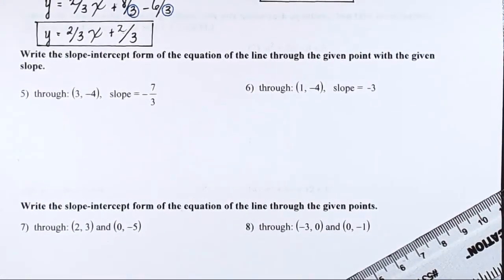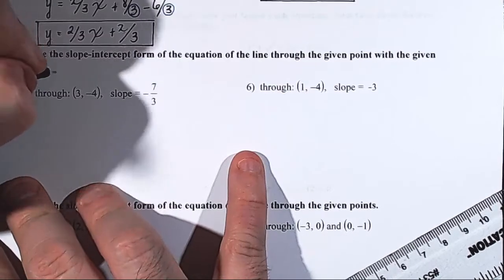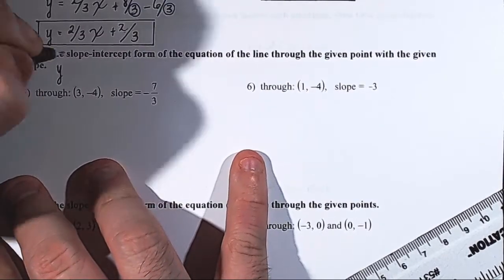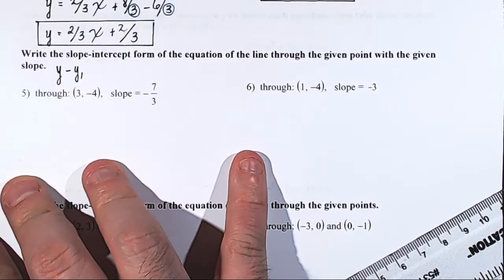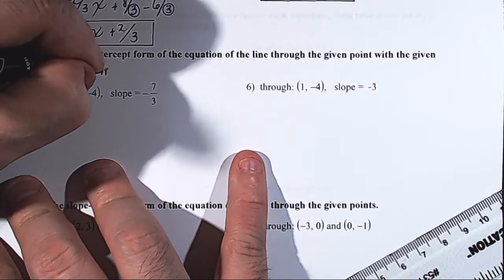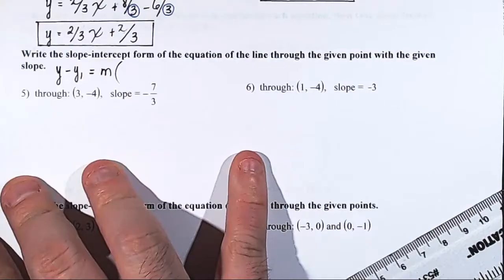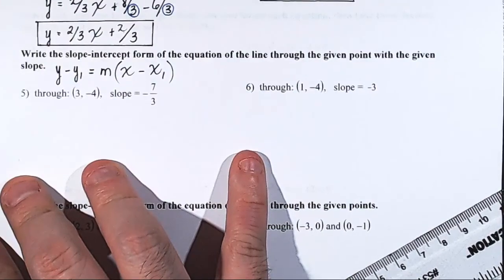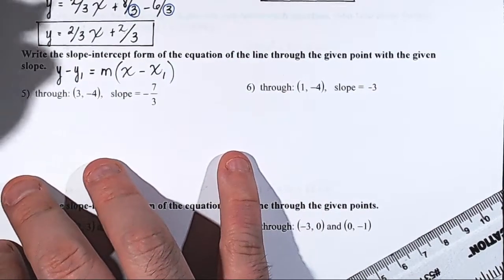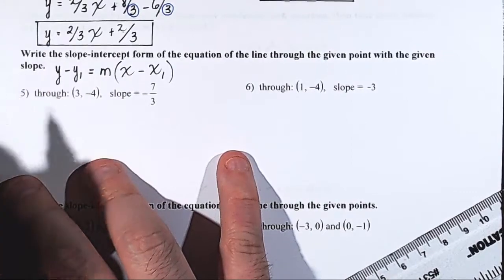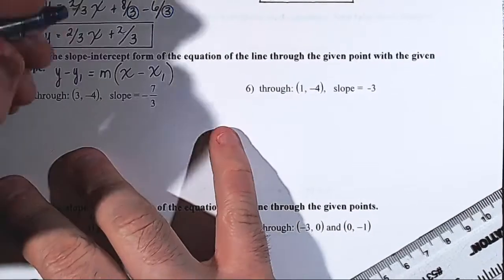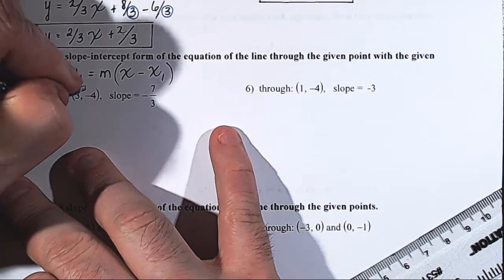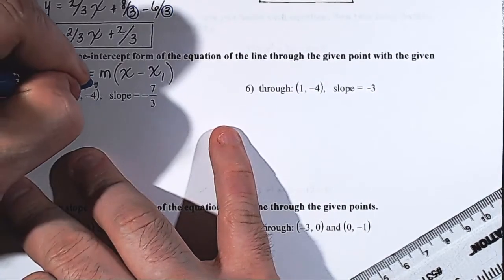Numbers 5 and 6, we're given the slope and we're given a point. So we should use the point slope formula to solve. Again, that point slope formula, y minus y1 equals m, open parenthesis, x minus x1, close parentheses. So we're going to plug in our numbers. Here, 3 is x1, and -4 is y1.